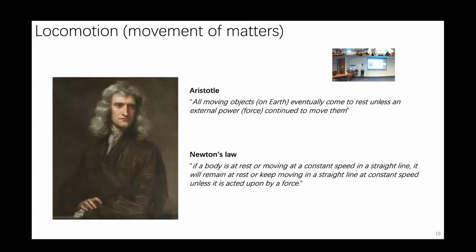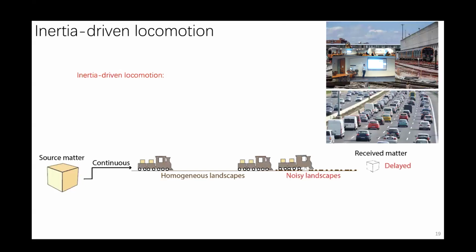And it is the inertia that facilitates the trains and tracks, the cars and roads, the most effective and most efficient method to transport mass in our modern society. So let's take a different look at those inertia-driven locomotion. There are two essential properties.